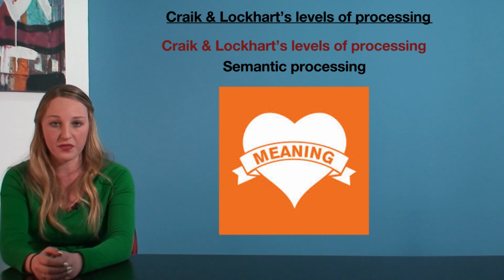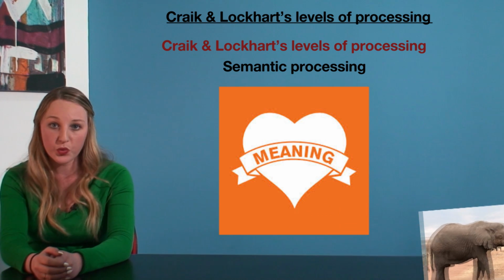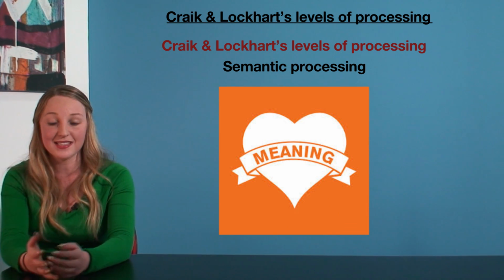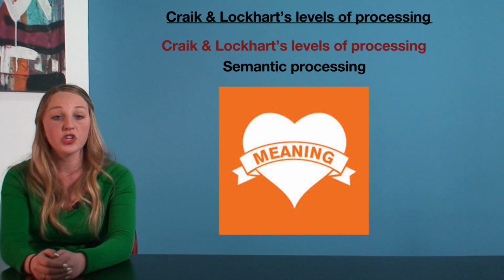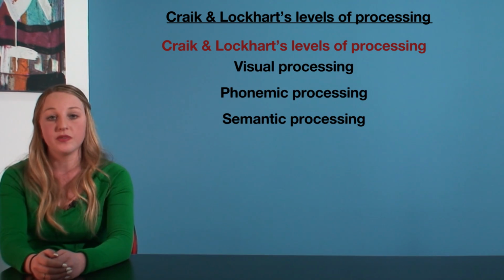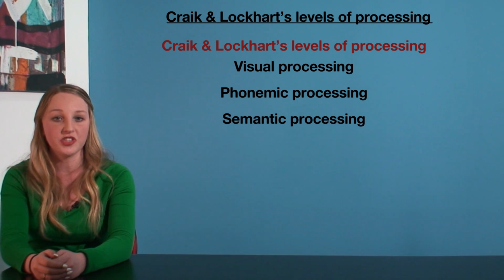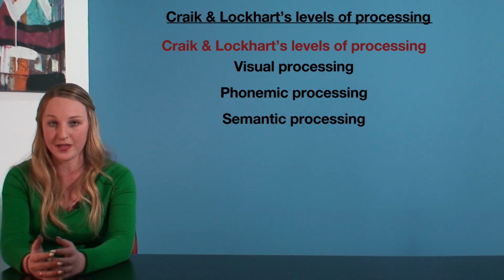So for the word elephant, we could think that it's a type of animal. Many live in Africa and India. It's relatively large and grey, it has tusks, and so on. So to recap, we have three levels of encoding according to Craik and Lockhart: visual processing, which is the shallowest, phonemic processing, and semantic processing, which is the deepest.